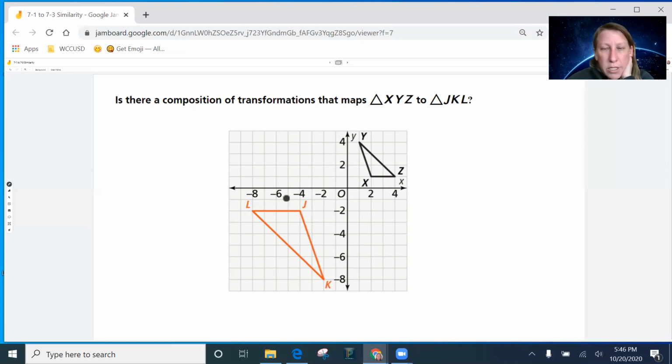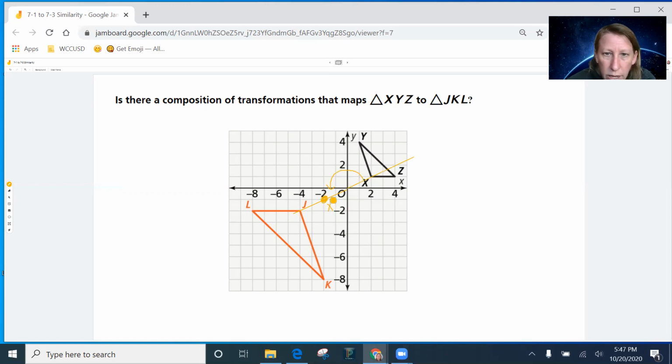How can we get this one to match up on this one? Okay, I'm going to rotate. That's what somebody said in class. So I'm going to use yellow for my rotation. I'm going to draw a line from the origin through X, and I'm going to go through the other side like that. And if I'm going to take point X and rotate it 180 degrees, where is it going to land? Okay, it's going to land right here.